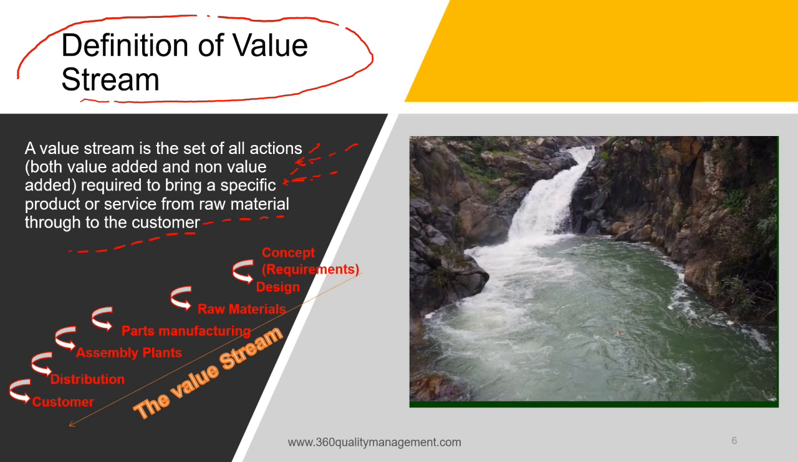Value stream is important as it covers every activity that we do. Just as an example, the value stream of a product could begin with concept designs, the raw materials itself, the parts manufacturing, the assembly plants, distribution, and customers, and each of these entities also has its own value stream.